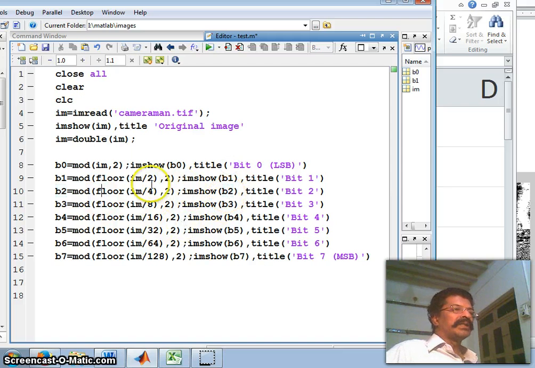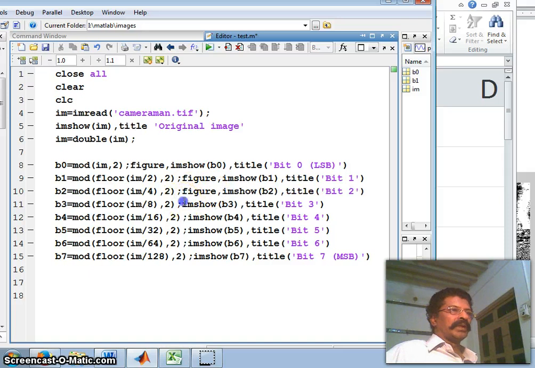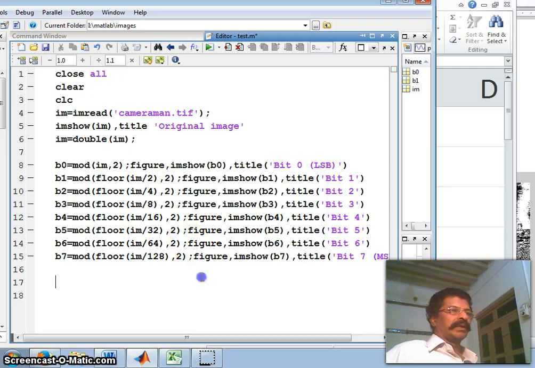Alright, now all these things we want, therefore I should have shown imshow, therefore I should have done like this: figure, comma, so that all the figures are retained. Therefore, alright, let us do this 1, 2, 3, 4, 5, 6, 7, and 8. Right, 8 figures I have. Let us save all these things and let us run this.